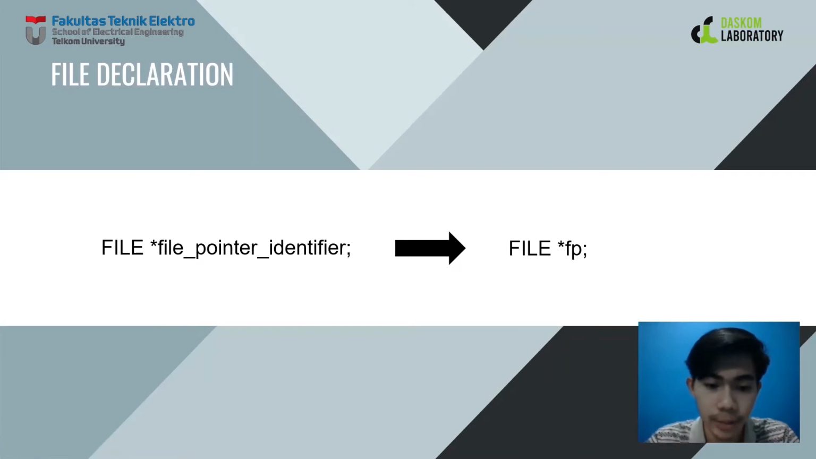The first thing that must be done to get information from the FILE structure is declaring a pointer that will point to the FILE structure. This is called a file pointer. The general form is like this: FILE asterisk file pointer identifier. You can fill in the file pointer identifier with whatever you want. Here, for example: FILE asterisk fp.